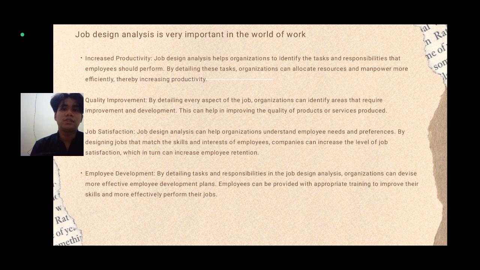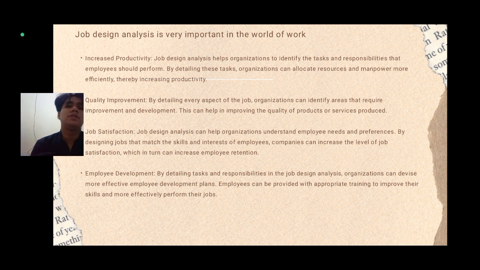The second is quality improvement. By detailing every aspect of the job, organizations can identify areas that require improvement and development. This can help in improving the quality of the product or service.